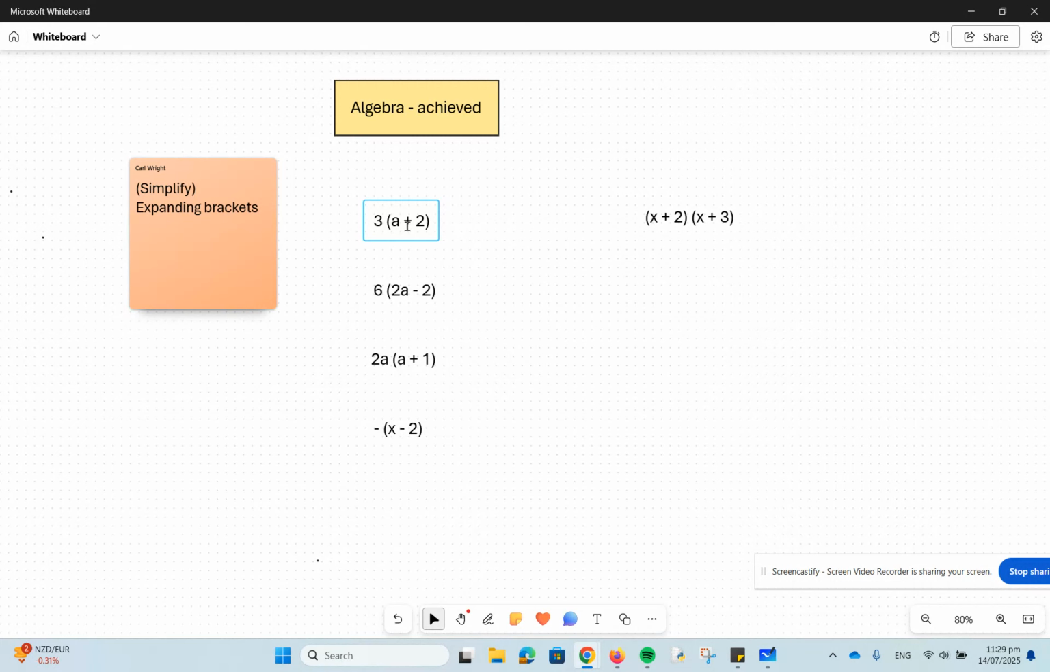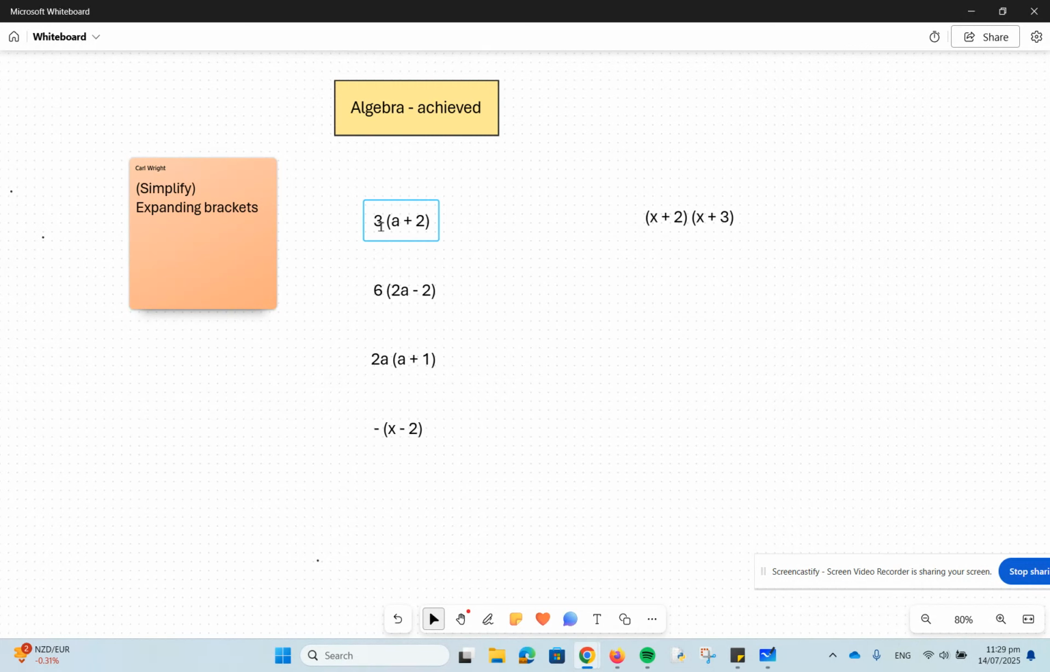Remember, terms are separated by operators. In this case, I've got a plus operator, so I have a term on this side of the operator and a term on this side. So I've got two terms. I have to multiply the term on the outside by every term inside the brackets to get rid of the brackets, to expand it. I'm going to do it using lines so you can see. If I was writing it out, I would write it out fully.